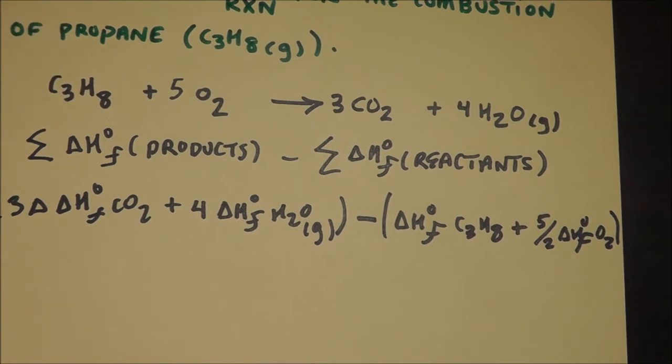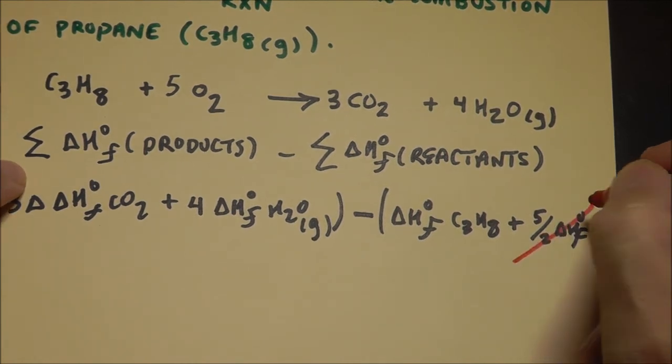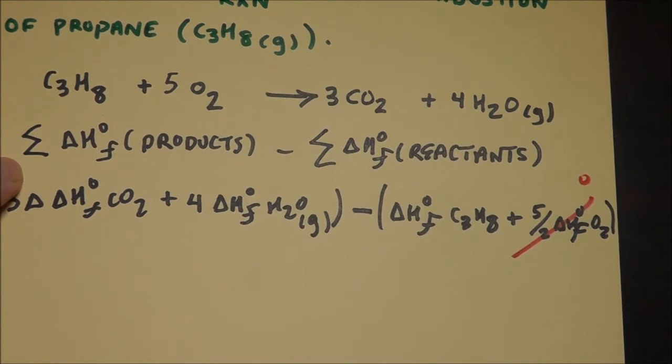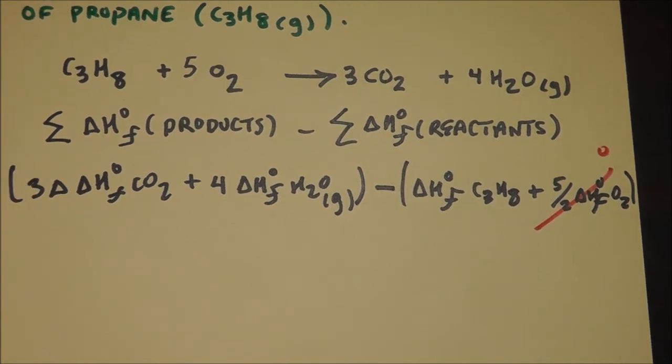And it's okay that I ran out of room. You know why? Because this bad boy is going to be 0. We got an element in there. 0. 5 halves times 0 is still 0.